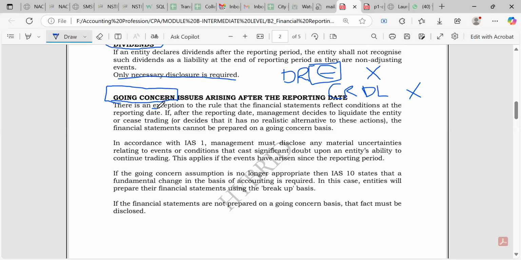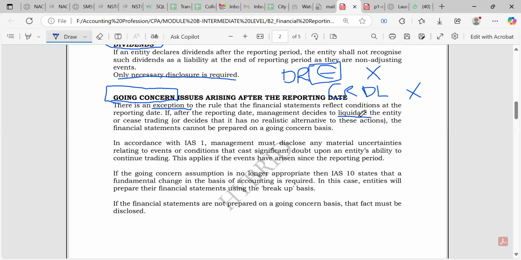An exception to the rule that the financial statements reflect conditions at the reporting date. If after the reporting date, management decides to liquidate the entity, of course, it means that the entity is no longer a going concern. Isn't that obvious? We speak now maybe of voluntary liquidation. The entity has just decided to cease trading, or it has no realistic alternative to that.